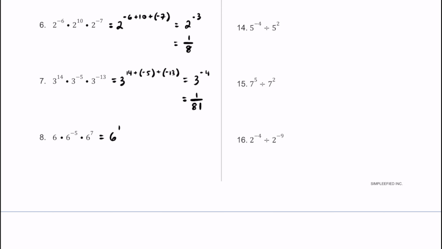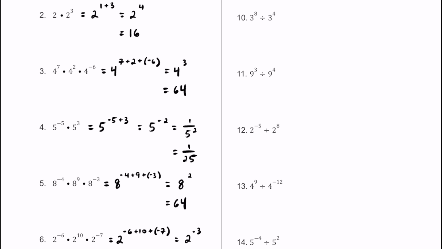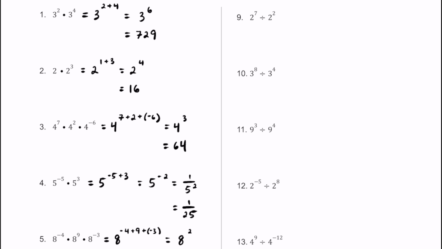Finally, for number 8 in this first column here, we have 6 as a common base. So we have an exponent of 1 that's invisible. We have 1 plus this negative 5 plus this positive 7. So we're going to add all these exponents together because when we're multiplying powers that have the same bases, we can add their exponents together. 1 plus negative 5 is negative 4. Negative 4 plus 7 is going to be positive 3. So this is going to be 6 to the third power. Now 6 to the third power, or 6 cubed, is going to be 6 times 6 times 6, which is equal to 216. Now that we've practiced some products, let's practice some quotients now on number 9.